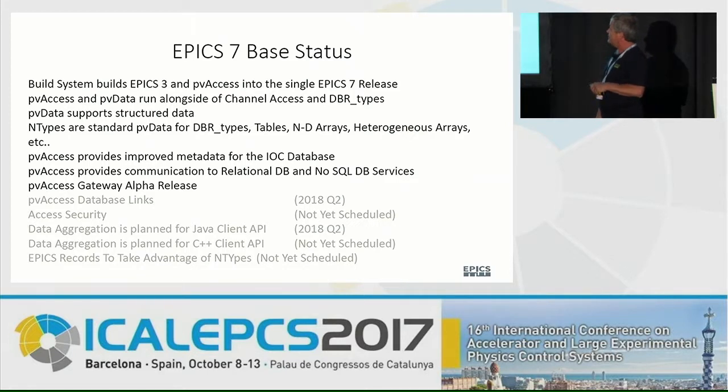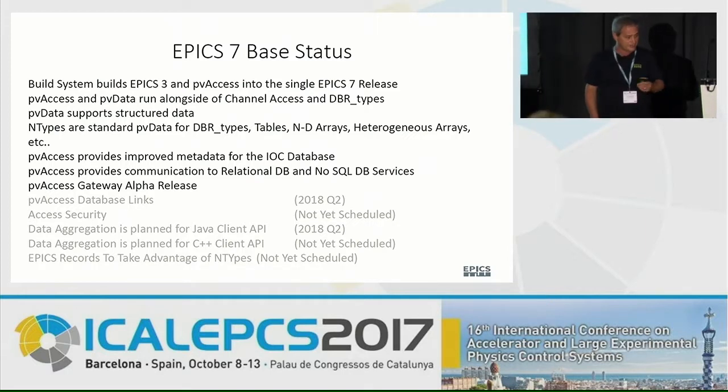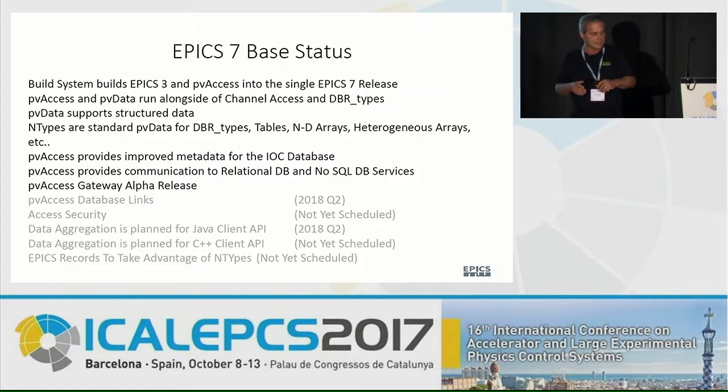EPICS base status, this is the new build, has EPICS 3 and PV access, all this in a single EPICS 7 release. The PV access and PV data run alongside channel access and DBR types, so there's no disruption to what you have running. We created normative types, and these are PV data structures that represent standard things like all of the existing EPICS types, but also tables, n-dimensional arrays, heterogeneous arrays, things like this.